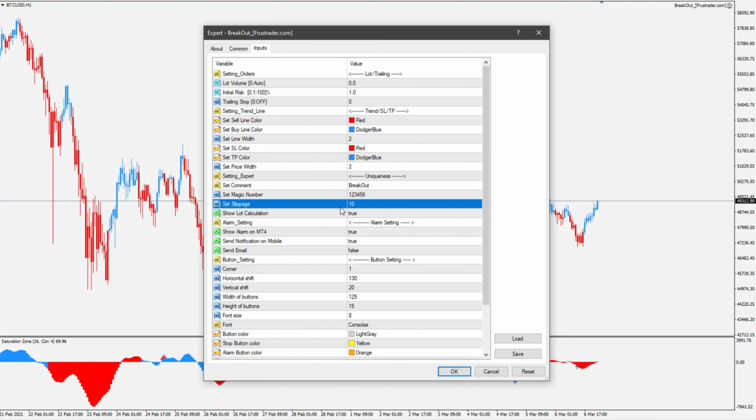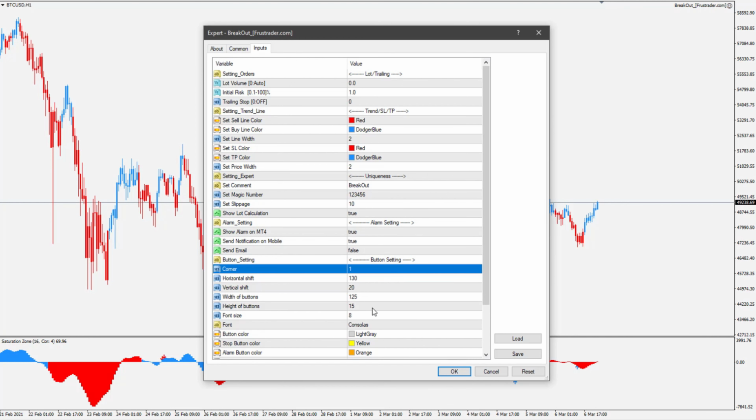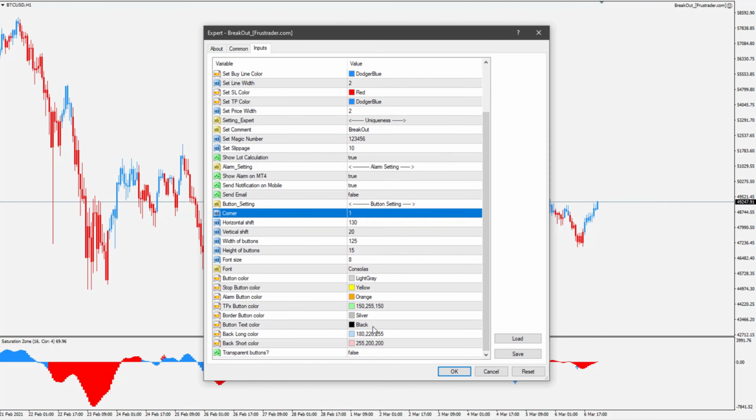Next is the slippage, followed by the allowance to show the lot calculation, which here I set to be shown. Then here we have alarm setting. You can receive an alarm on your MetaTrader platform, on your phone, or an email in your inbox. And finally, button setting, where you can set up the visualization of the buttons. The best setting is already implemented, so we recommend not changing them.